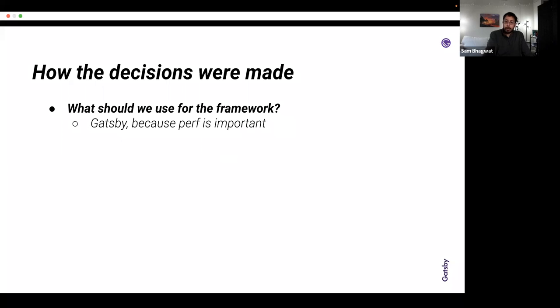Then they were deciding about the framework, and they decided to go with Gatsby. The reason they specifically went with Gatsby was, A, they wanted to work with React, and B, performance was really important for them. And Gatsby is the most performance optimized framework. And so they decided that, hey, as a result, we want to choose Gatsby.